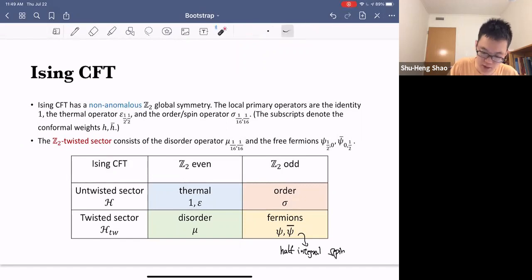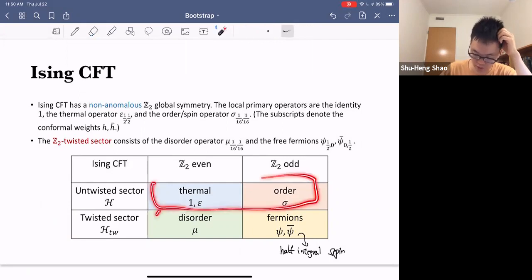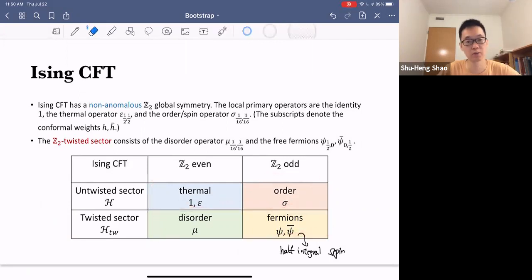But that's fine. Ising CFT is a bosonic CFT, so its twisted sector can have half integer spin. But the local operators still have integer spin, and that's good enough. The fact that the twisted sector can have half integer spin is because they are attached to strings, so they might not be mutually local with other local operators. Anyways, these are the four sectors of operators in the Ising CFT. This row are the local operators. These rows are the non-local operators with strings attached.